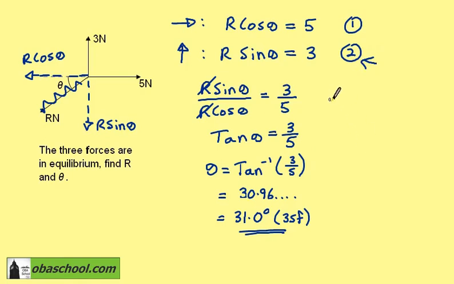We could use equation 2, and we'll get R is equal to 3 divided by the sine of 30.96 and so on, and this gives us that R is 5.83 newtons, correct to 3 significant figures.